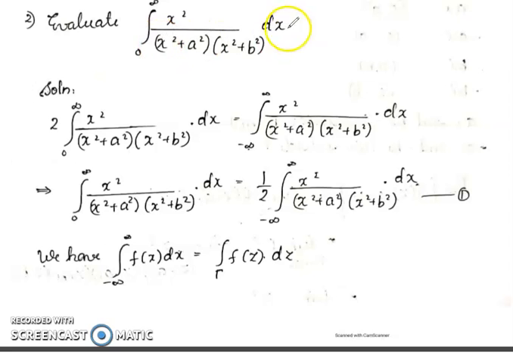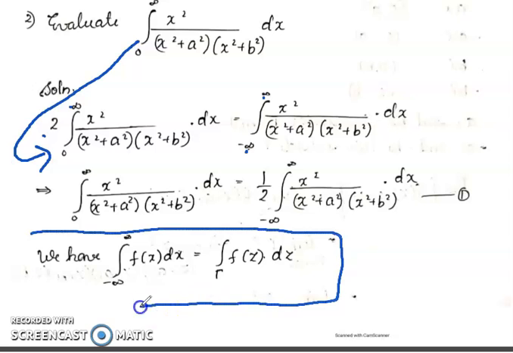So now 2 times 0 to infinity means minus infinity to infinity, and this 2 comes to the denominator, 1 by 2. So the next step we can write 1 by 2 integral minus infinity to infinity, and on the LHS it becomes 0 to infinity. So now we have this equation.